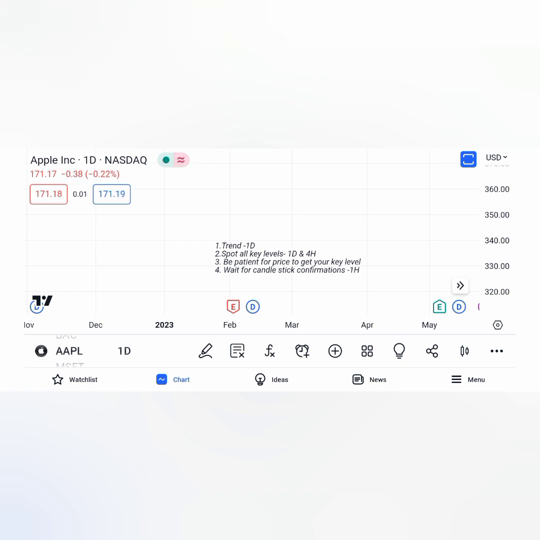So the fourth step simply says to wait for candlestick confirmations. We'll be doing this on the 1 hour time frame. So we want to look at candlestick confirmations on the 1 hour time frame.